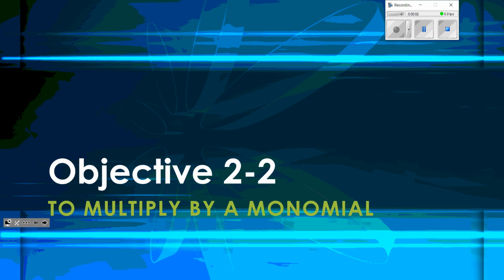So this is going to be objective 2-2. We're going to start with multiplying by a monomial. I'm going to show you a couple examples. Once you feel good with that, we're going to skip and do a second PowerPoint and go into multiplying by binomials, because it's the same thing, it just gets slightly bigger. So I think you'll be okay with this.